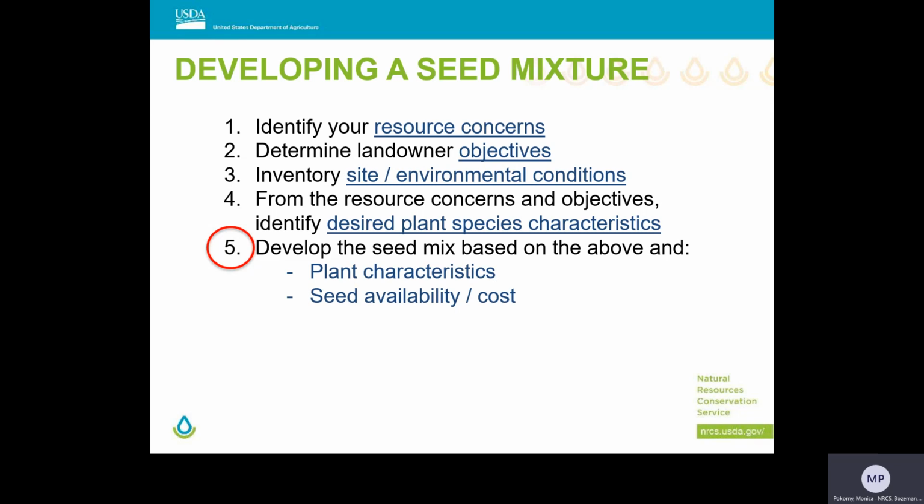And then we're going to discuss the seed attributes that you might consider when designing or developing a seed mix, such as the plant characteristics, the seed cost, and other information. And we're going to review where you can find this plant material information that you're going to need for designing the seed mix. And finally, we're going to walk through a couple seed mix examples.